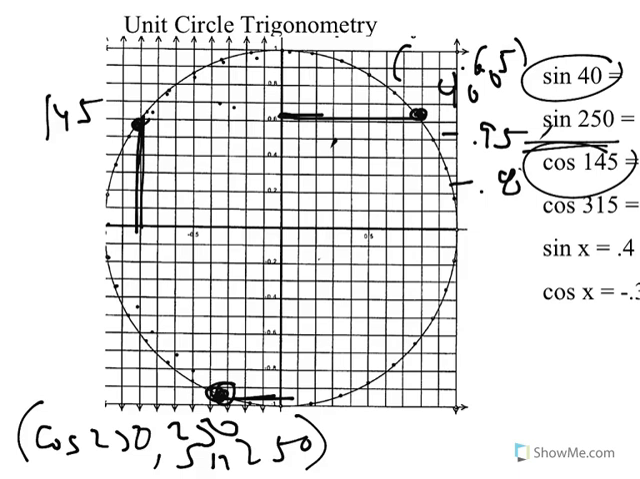Now, I could also go in the other direction. If I get an equation like sine x equals 0.4, that's asking, are there any points on the unit circle that have a y-coordinate of 0.4? So if I go over to 0.1, 2, 3, 4 and make a vertical line here, I see that it crosses the circle twice. And that's why there's two answers to this question.